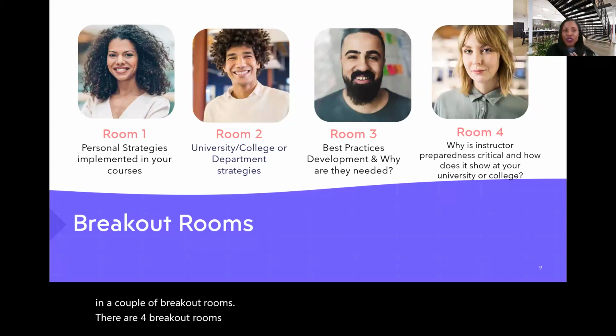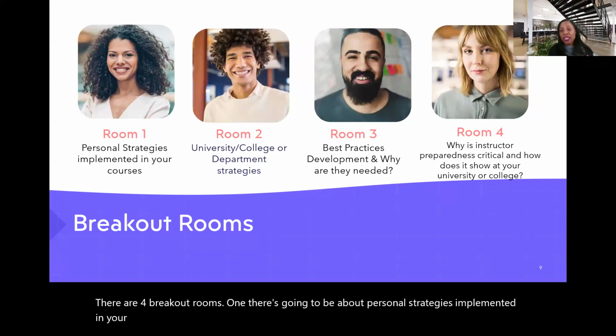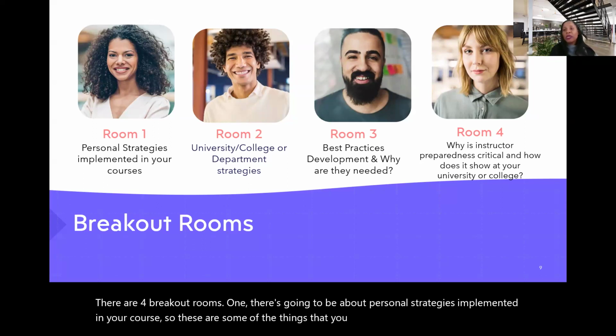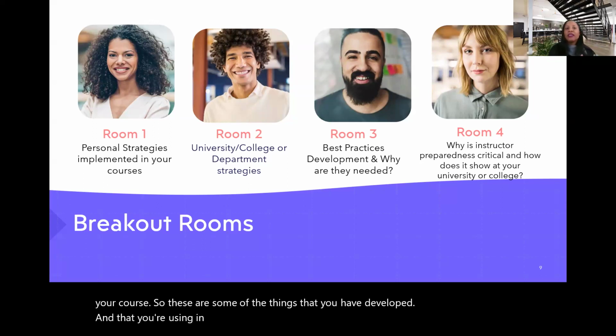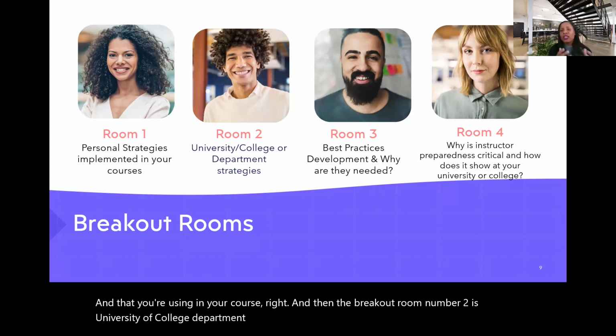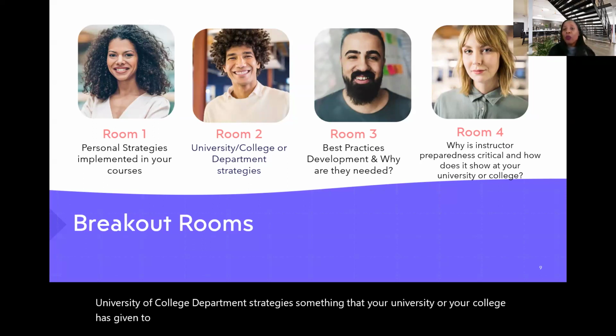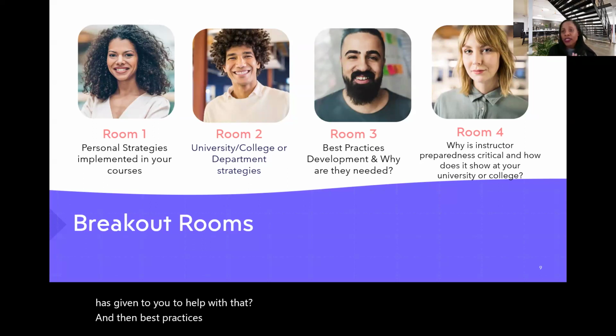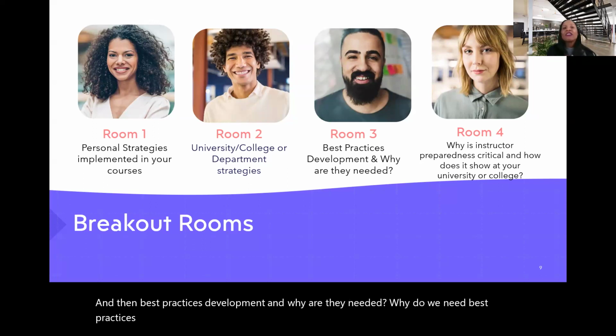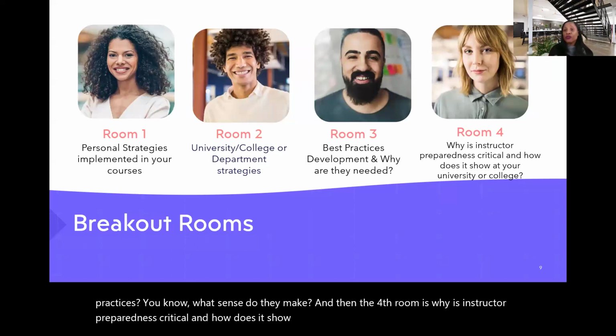One is going to be about personal strategies implemented in your course. So these are some of the things that you have developed and that you're using in your course, right? Breakout room number 2 is university or college department strategies, something that your university or your college has given to you to help with that. And then best practices development, and why are they needed? Why do we need best practices? What sense do they make? And then the fourth room is, why is instructor preparedness critical, and how does it show at your college or your university, or wherever your institution is?